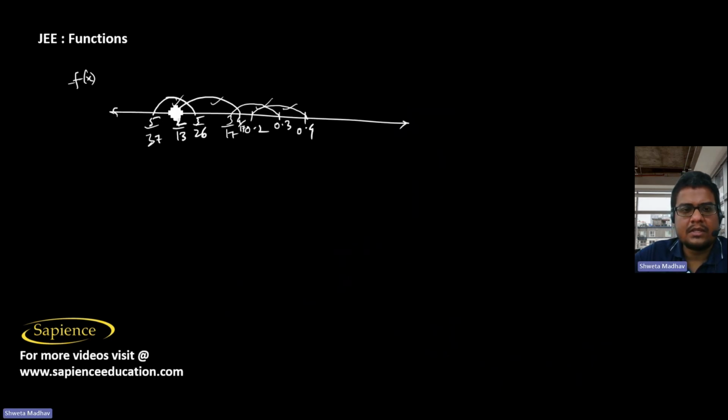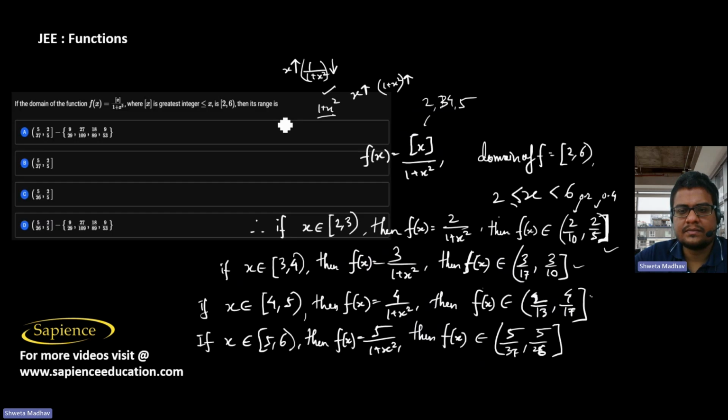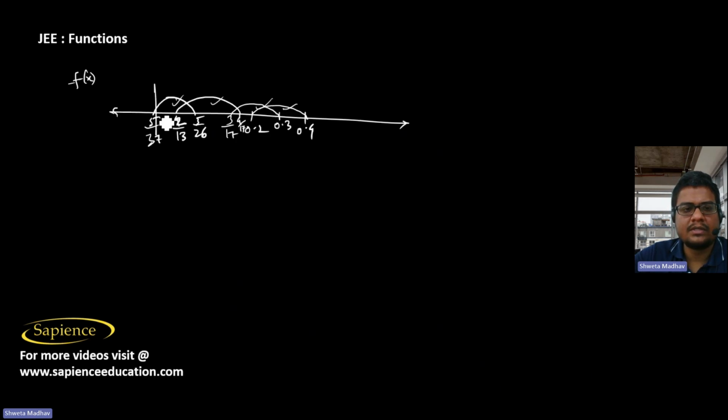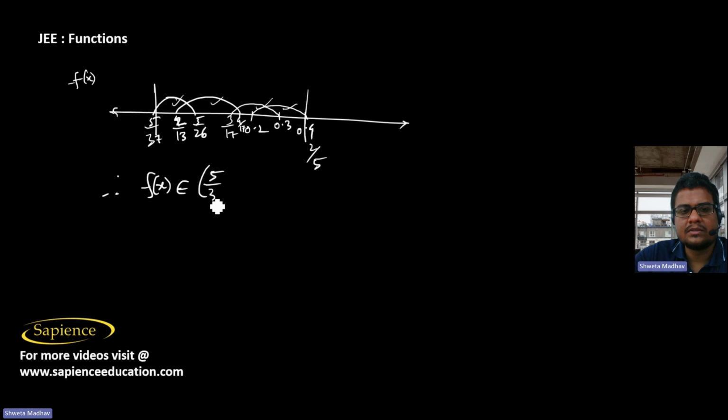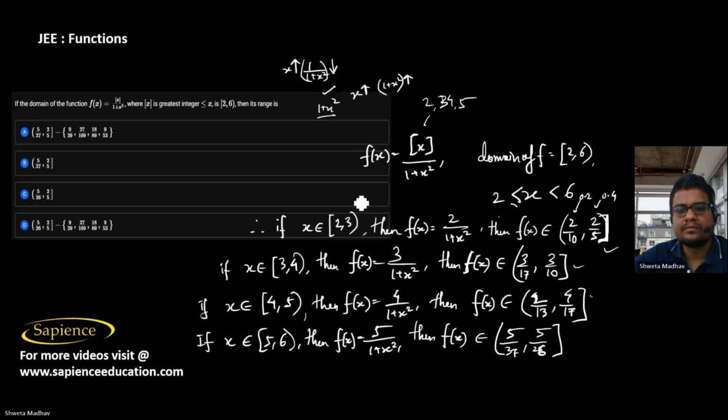So here if we take the union of all these four sets, then it will go from 5 by 37 to 0.4, means 4 by 10, means 2 by 5. So therefore f of x will belong to 5 by 37, where this value is not included, but 2 by 5 is included. So 5 by 37 to 2 by 5. So option B is the correct answer.